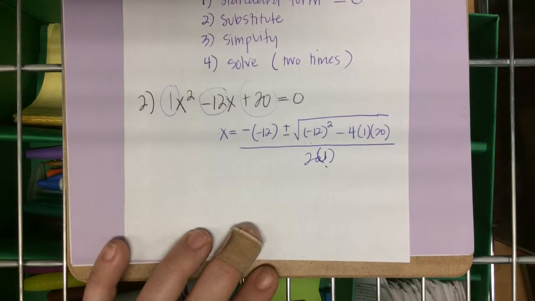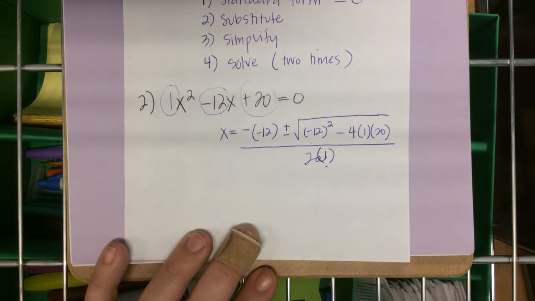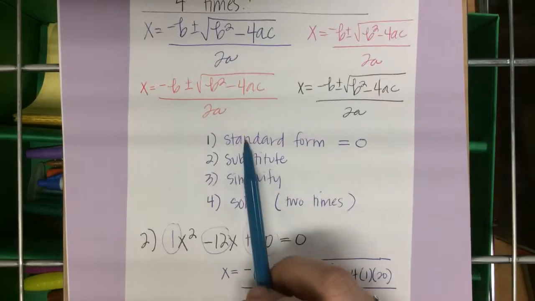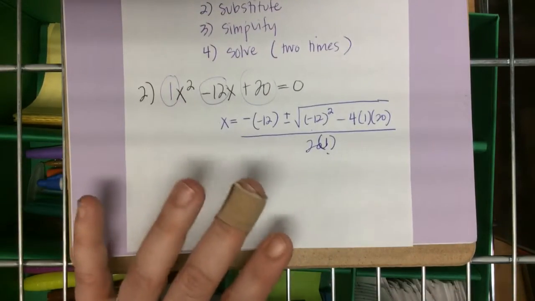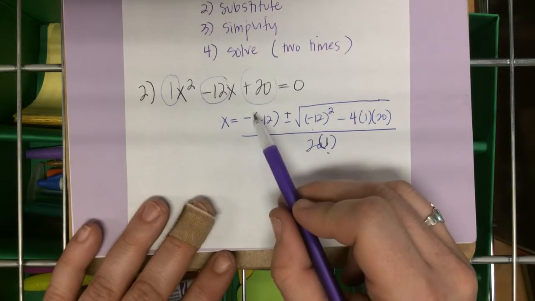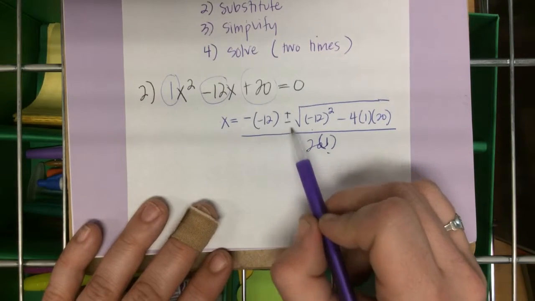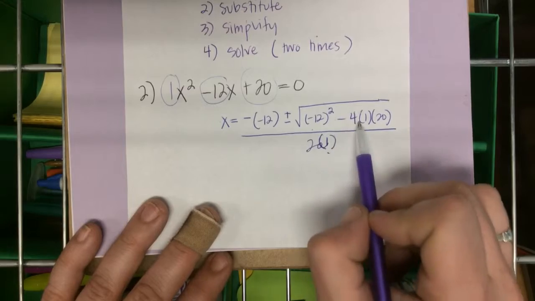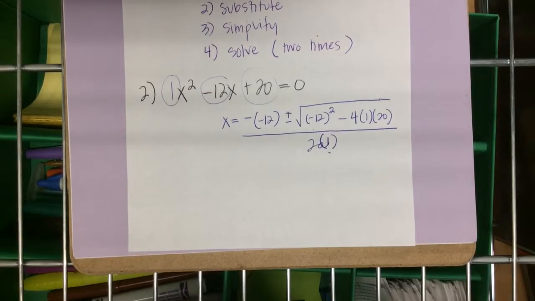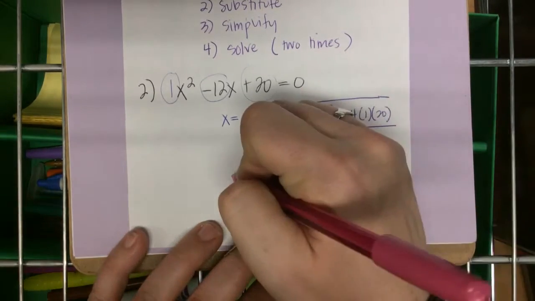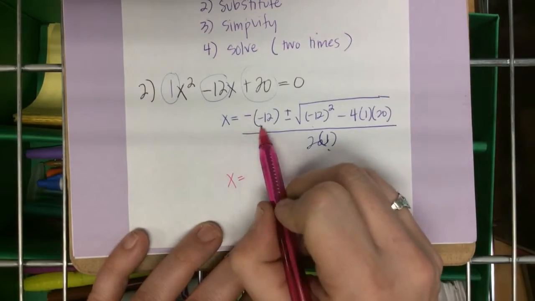Got it. Am I done? I'm done with step 2. Now let's move to step 3. What's step 3? You could choose to put this negative 12 plus square root negative 12 squared minus 4 times 1 in your calculator, but you're probably going to screw something up. So let's simplify.